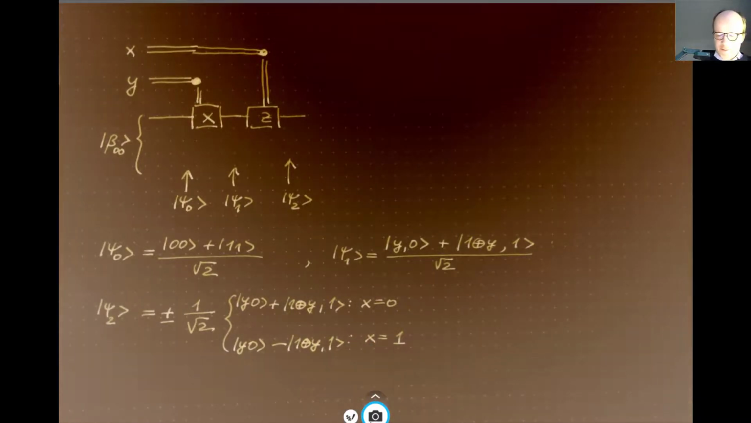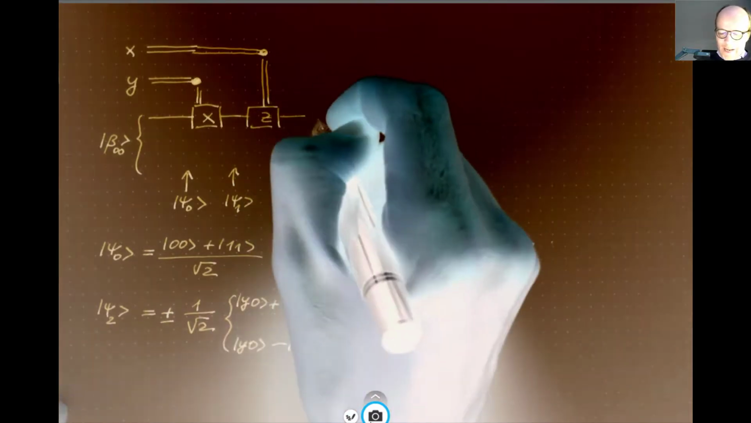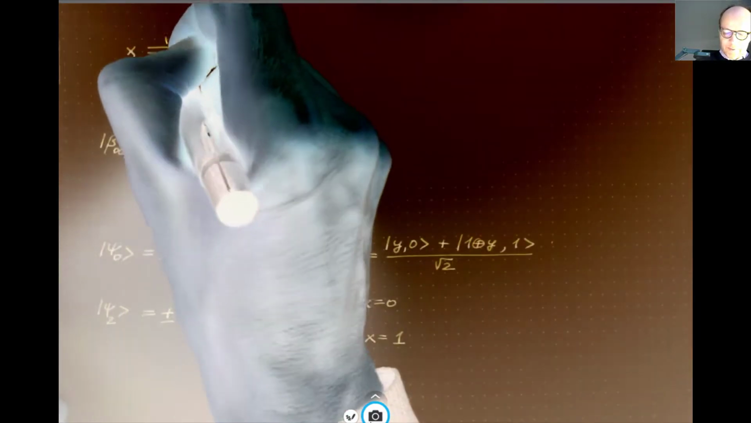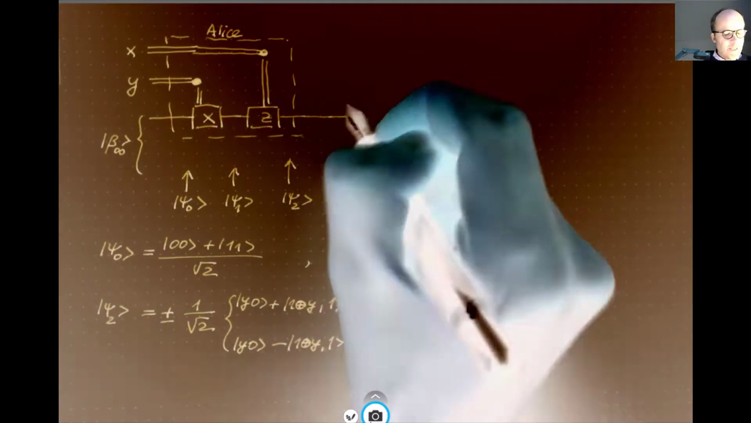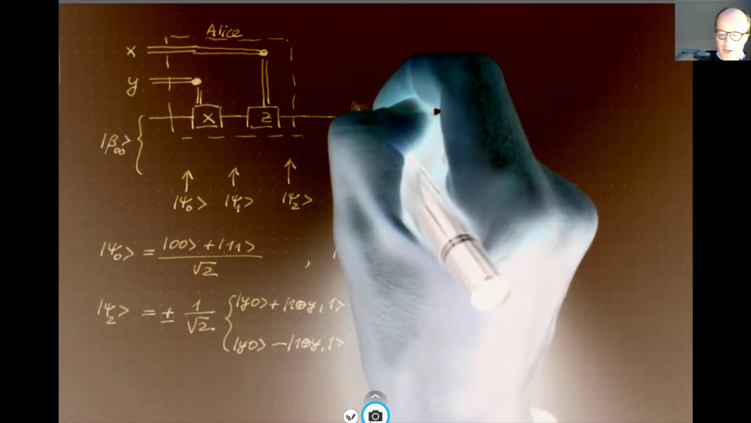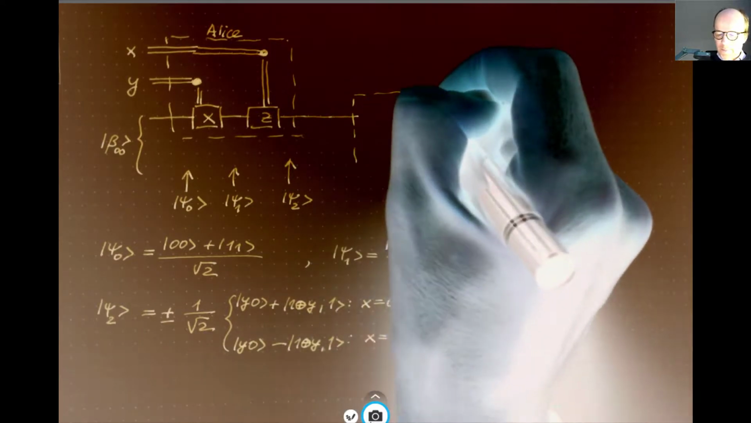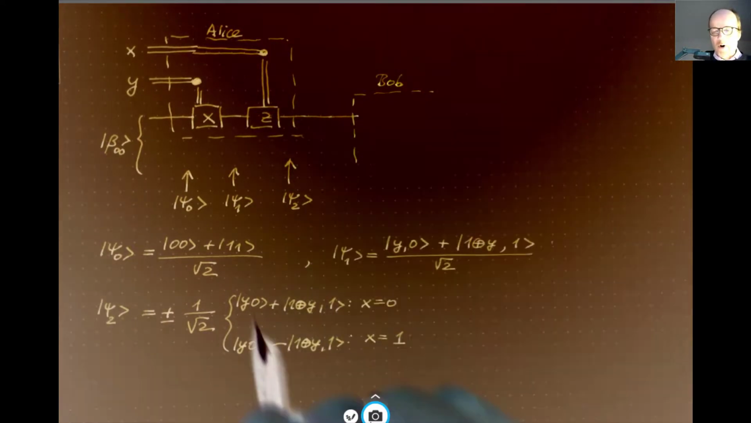Then Alice is done. And so this is the part of Alice. Alice is done with her part and with her operations, and sends her member of the Bell pair physically to Bob. So this is the one qubit that she's allowed to transmit physically through the channel. And this qubit arrives now on Bob's side.